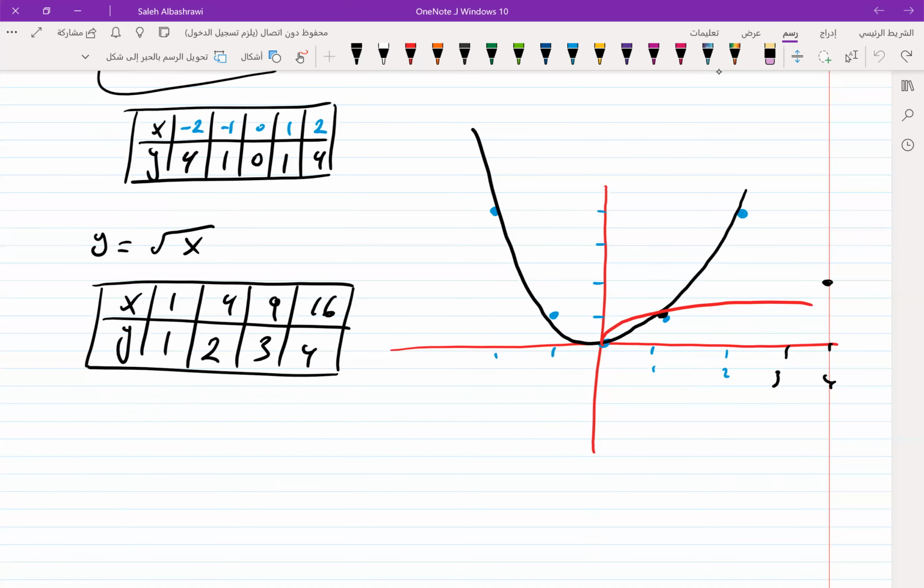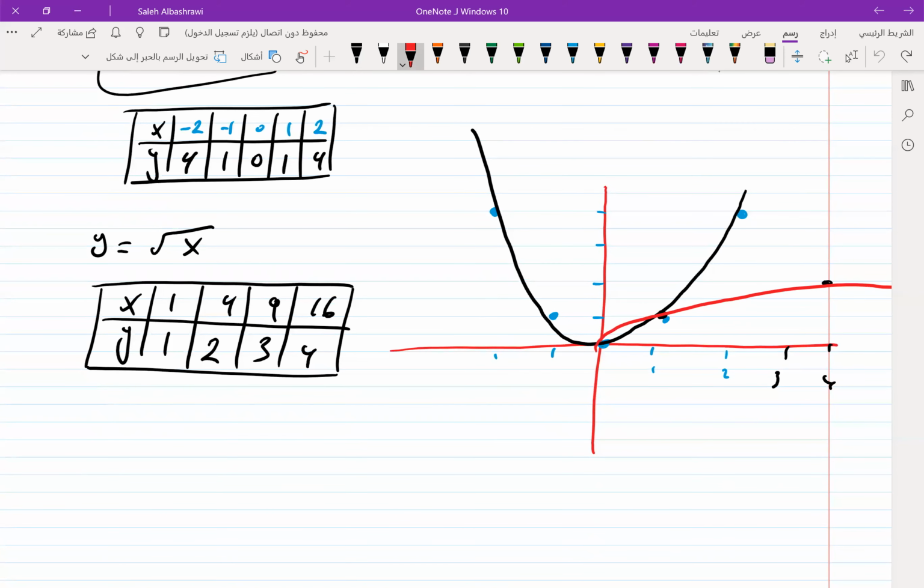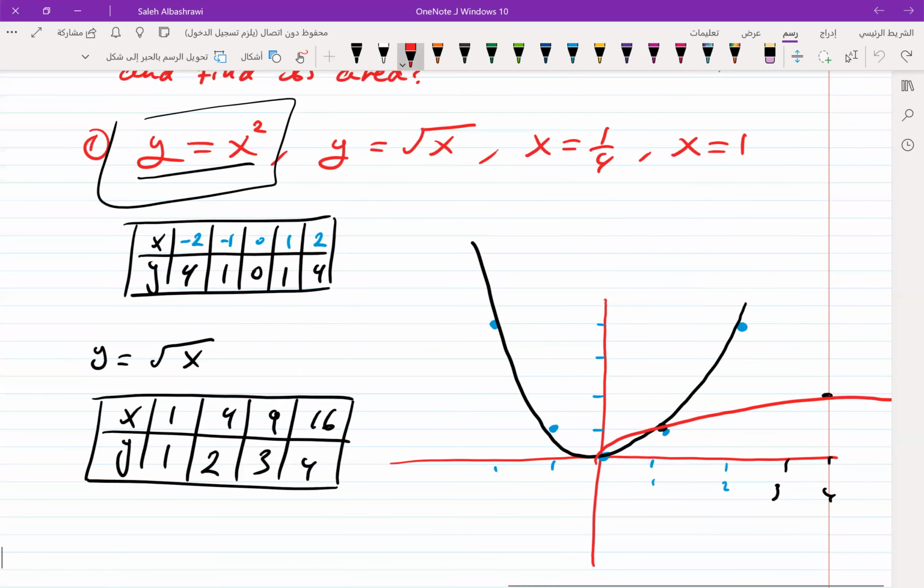To be something just approximately like this. What I have here is not that accurate, but this will be the sketch of the two functions, y equal to x squared and y equal to square root of x. Also, I have the two lines, x equal to 1/4 and x equal to 1. This is x equal to 1, it is this one. And 1/4 will be this one.